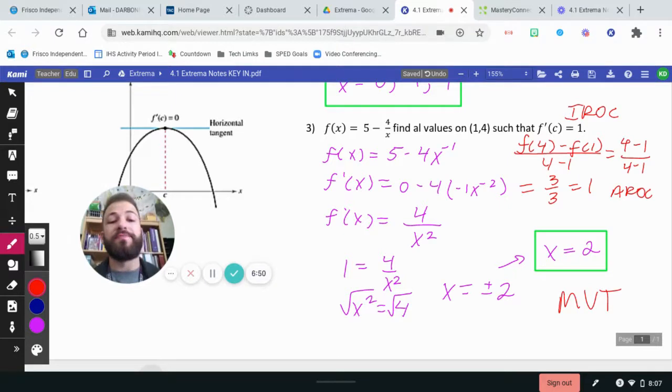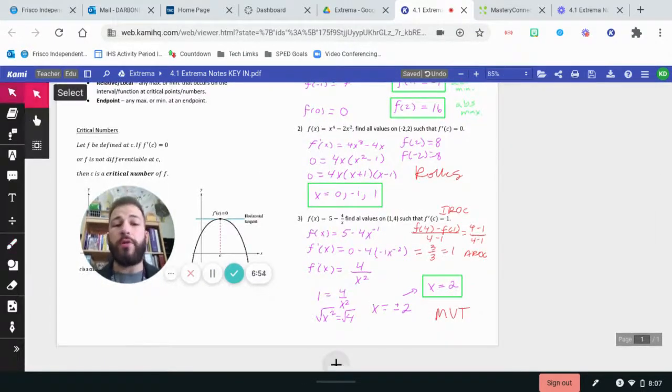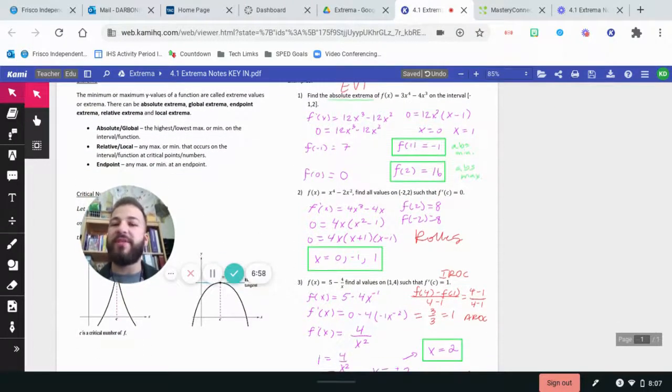Okay, so all of these questions kind of follow from some of our theorem conclusions that we're working with in 4.2. But that's it for today, y'all.